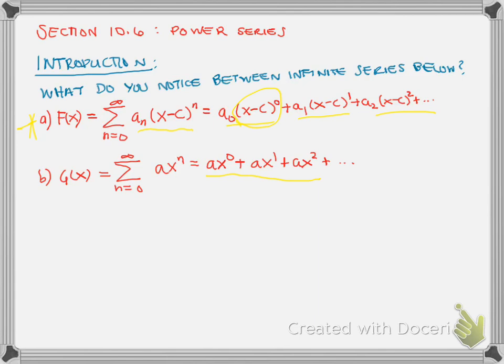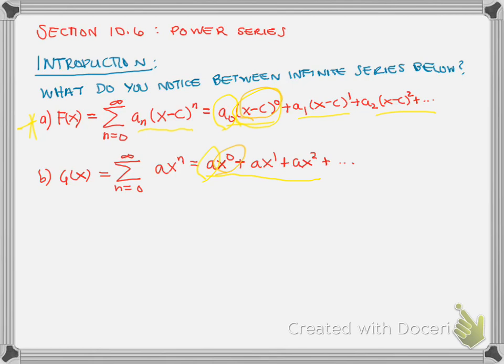Hopefully you're noticing, and just think about it for a minute. Pause the video as much as you need. Think about what you notice between the two. You should notice that in one, a sub n changes, whereas in the other it stays fixed, right? So that's the first thing you should notice, that in one the a sub n changes, and in the other it stays fixed. Also, you should notice that there's a c added here that's not in the second function, okay?